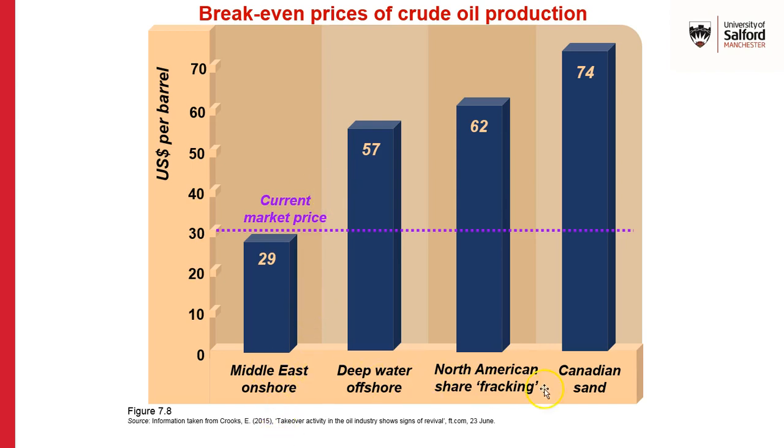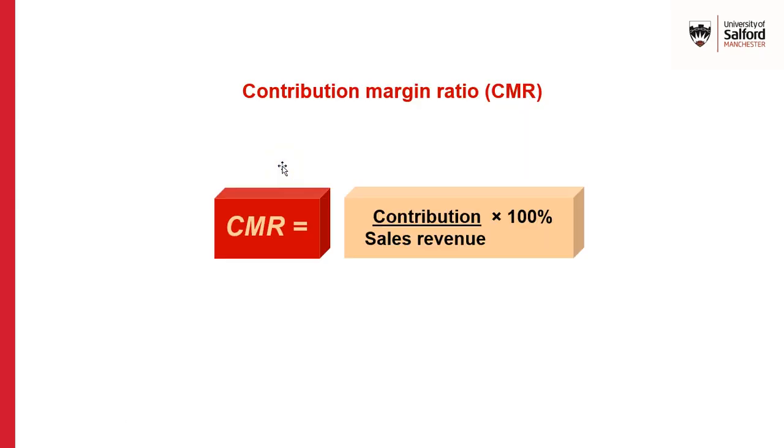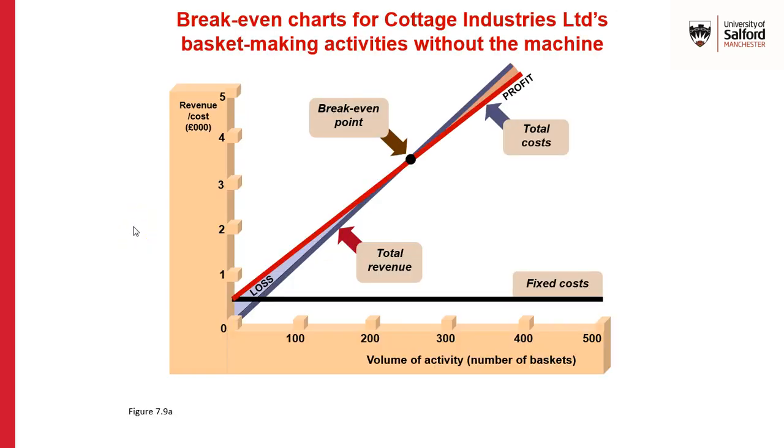But as we can see here, costs are different according to the source, and some are not so economic and some are still economic. So in that way, break-even can be used to take decisions. If we can't get to break-even, then the activity is not going to be profitable. So that's obviously of significance.